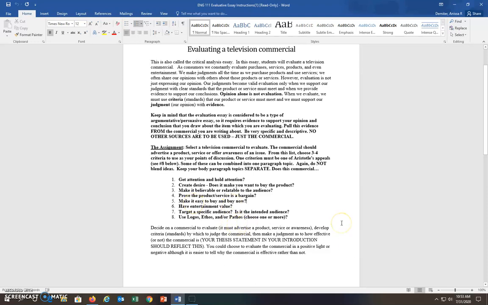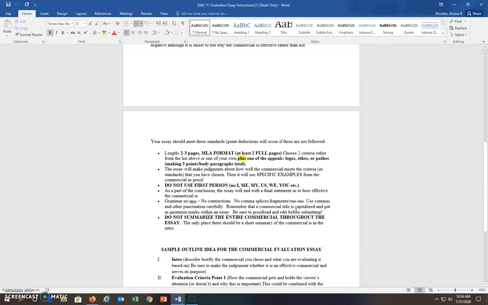Remember, you can decide on your own commercial, completely your own commercial. It just needs to make sure that it is trying to sell a product, it is trying to sell a service, or it is trying to bring about awareness. It has to be persuasive in nature. And this is a 2-page paper. Make sure you read through the instructions verbatim.